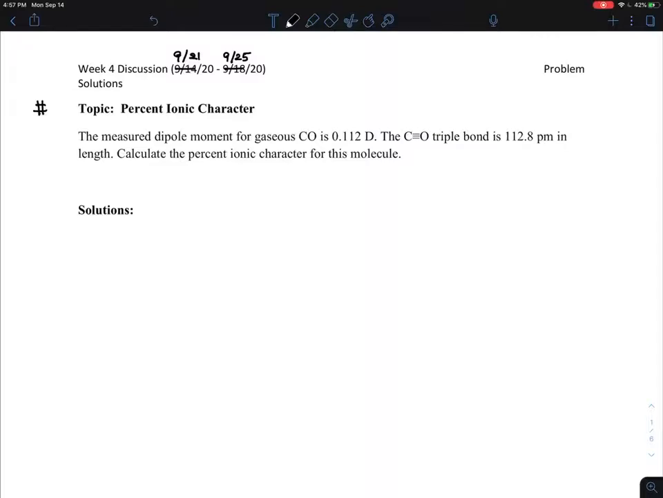Okay, so this is discussion week number 4, discussion problem number 1, what is called the percent ionic character. Let's read the problem. The measured dipole moment, something about the bonding, and this is carbon monoxide, and oxygen is more electronegative. This is carbon monoxide. If you look at the Lewis structure, it actually looks like this.